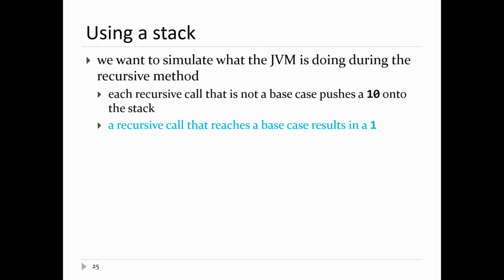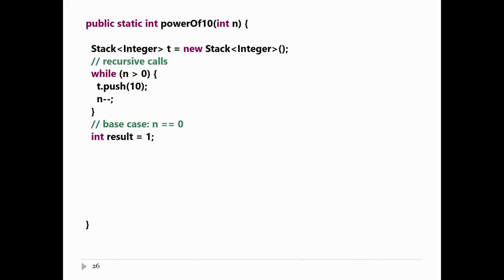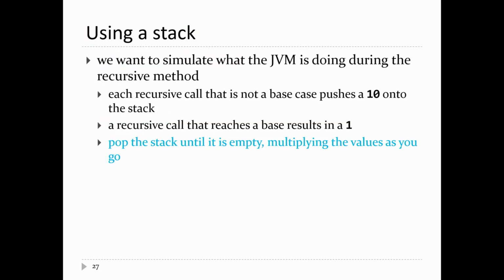Remember, every recursive method eventually reaches its base case. And so in this case, when we reach the base case, we know that the answer is 1. So now I can start to accumulate our result from the base case. After we've done all this, we've hit our base case, and we know that the answer is 1. And now we undo everything that we remembered from the stack. So we're going to pop the stack until it's empty. Remember, the values on the stack are the values that we have to multiply the result by.